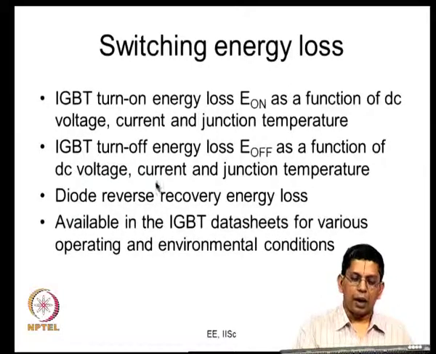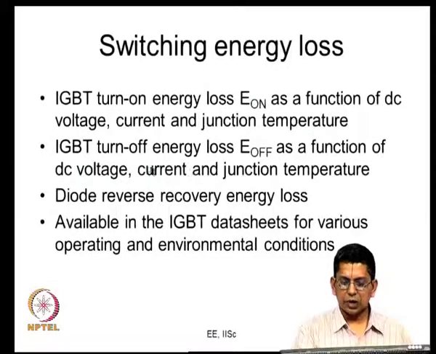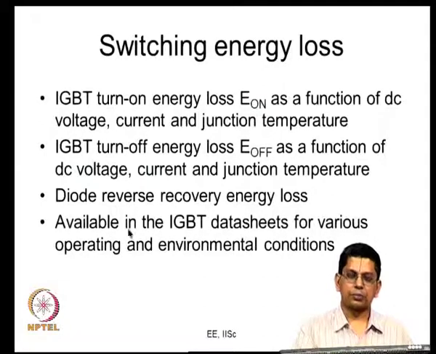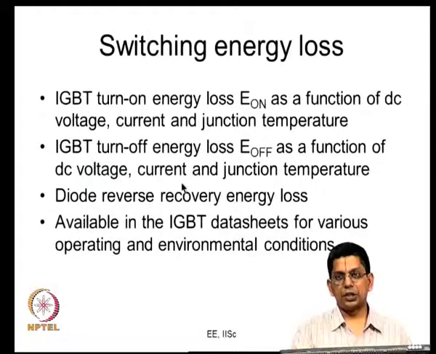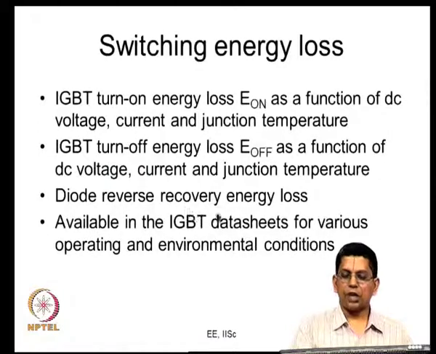and it also depends on the current that the device was conducting, because it is a turn off loss, it was conducting some current. So it depends on how much current it is. If it is 20 amperes, the loss has to be much higher than if the current is 10 amperes. Alright, we could even say they are roughly proportional as far as current is concerned, and also it depends on the junction temperature. So there is also diode reverse recovery energy loss.